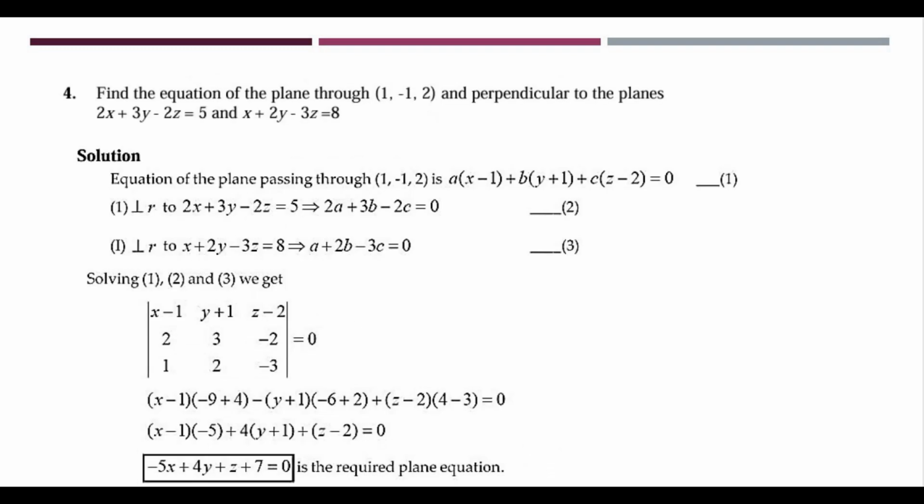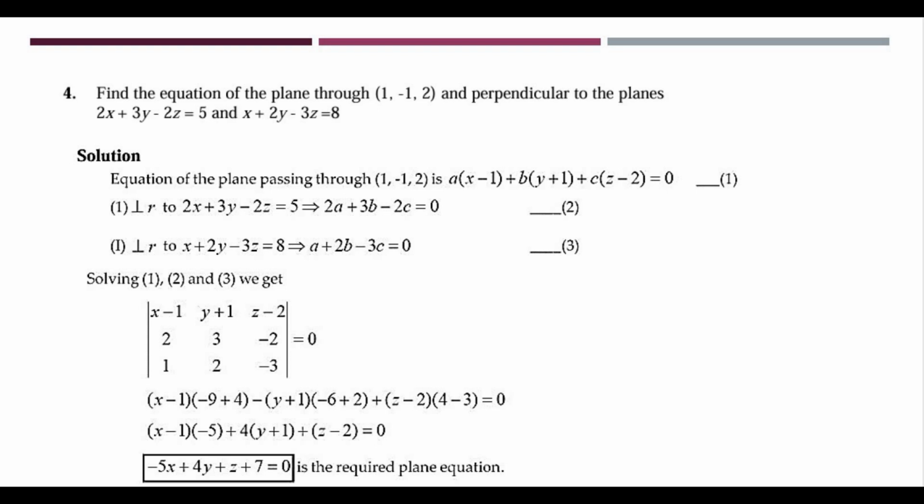Next we see another problem for the equation of the plane. Find the equation of a plane through (1, -1, 2) and perpendicular to the planes 2x + 3y - 2z = 5 and x + 2y - 3z = a. Equation of a plane passing through (1, -1, 2) is a(x - 1) + b(y + 1) + c(z - 2) = 0.